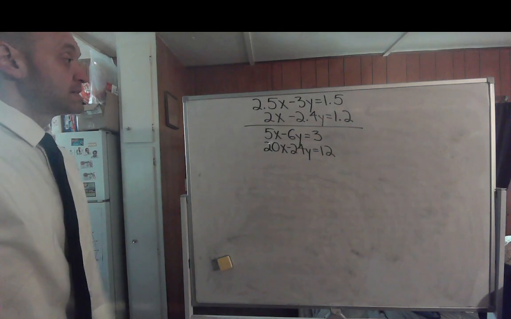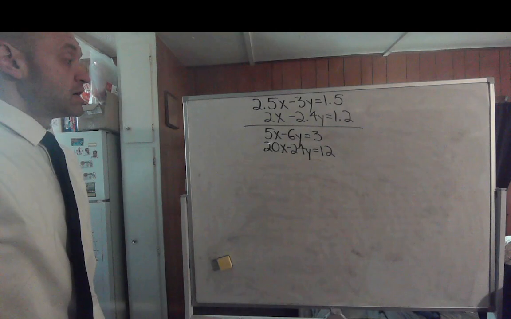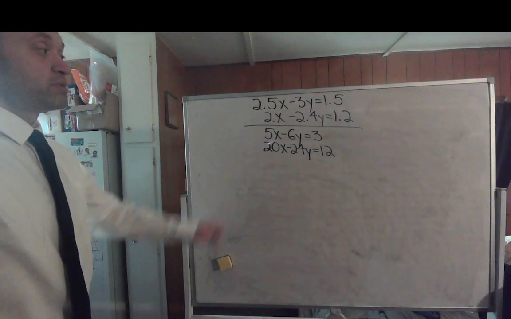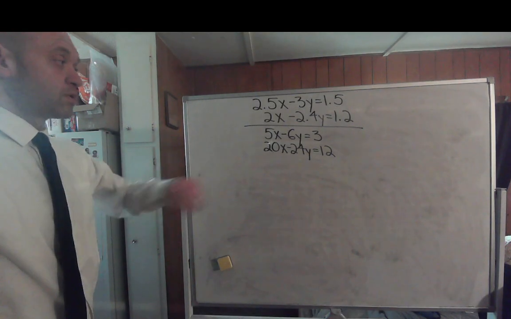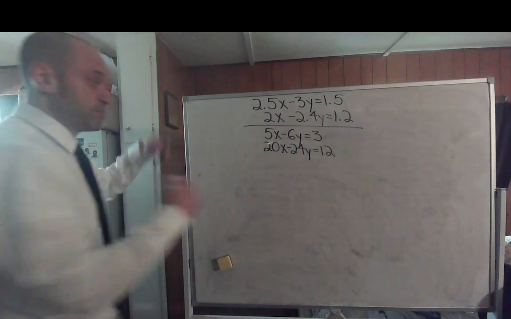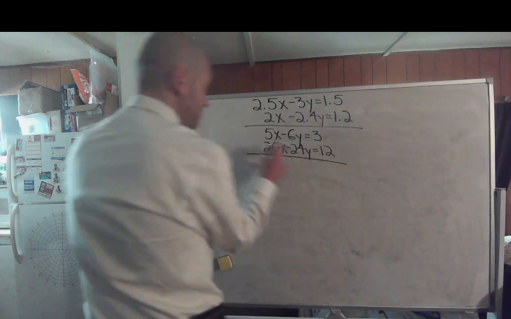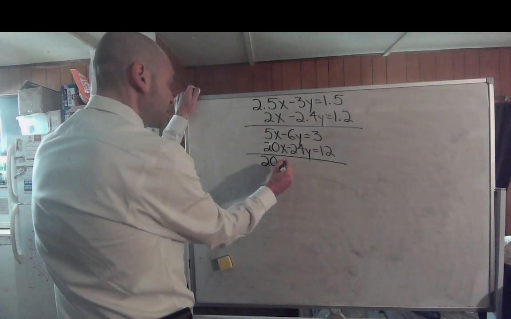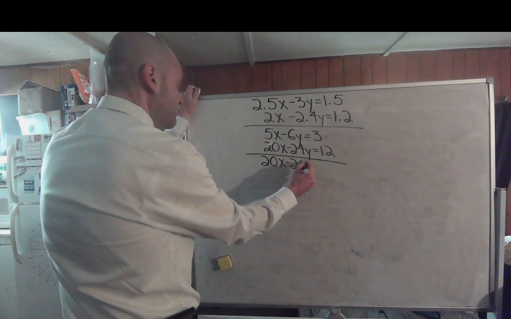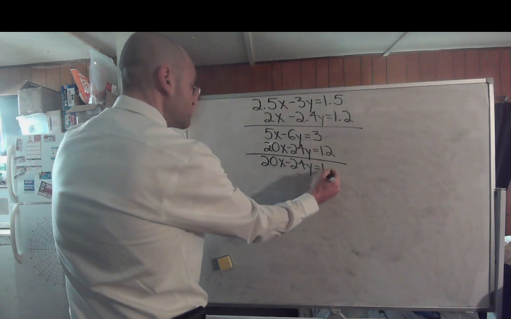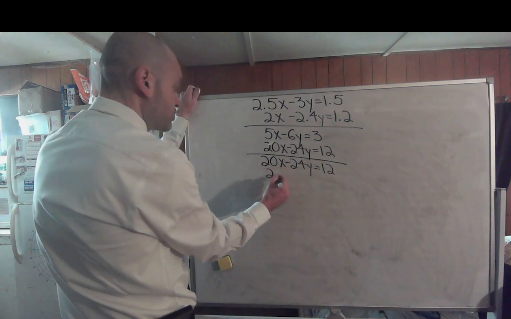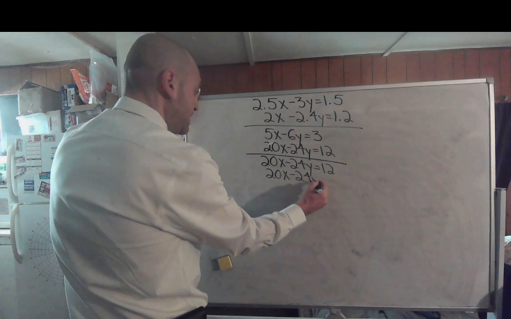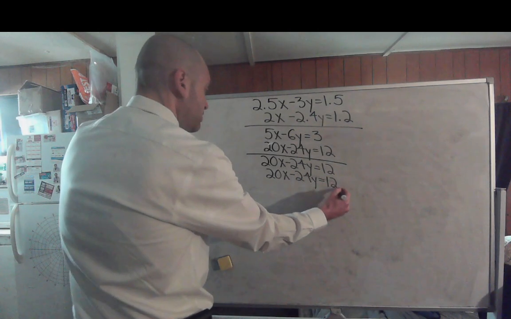All right, so I'm going to say let's eliminate the x variable. If you multiply the top equation by 4, you'll have the same coefficient on both x variables for both equations. So this would turn into 20x minus 24y equals 12, and then your second equation will be much the same. 20x minus 24y equals 12.